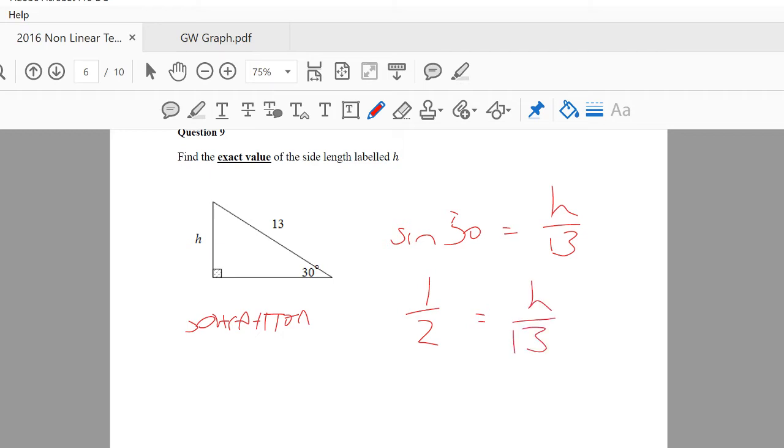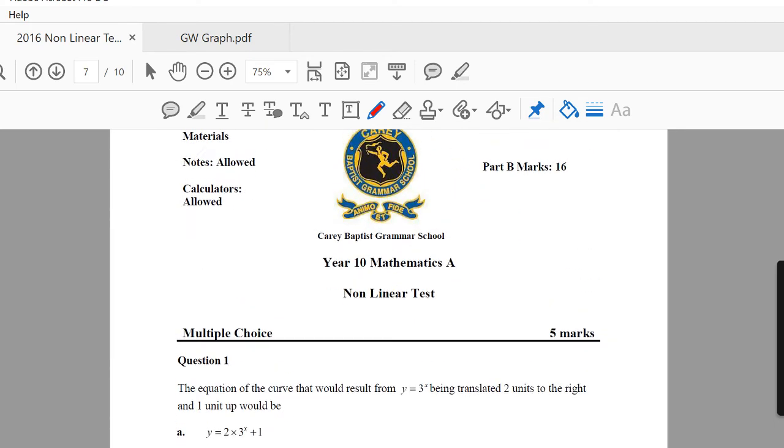Oops, 13. So we can actually work out what H is. Multiply both sides by 13, and we get 13 over 2 equals my H value. So the exact length is exactly 6.5. Right, next. Cool, that's the end of it.